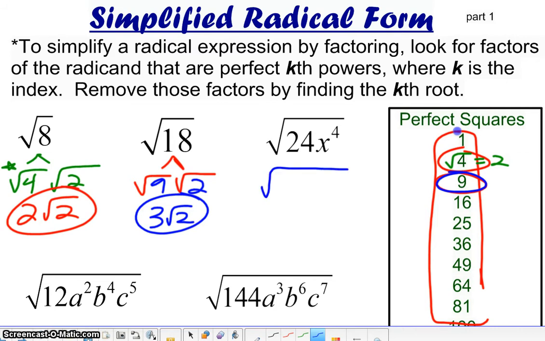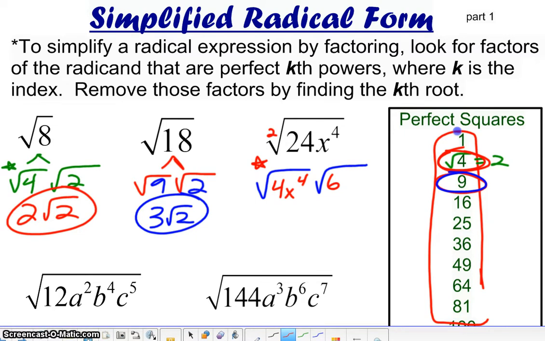Okay, the next one has a little twist just because it has an x to the 4th. Let's just look at splitting it up again into two parts. 24 has a factor of 4 that goes into it, so I'm going to use 4 and 6. Basically I just ignore the x's for just a moment. I also know that x to the 4th has an even exponent, so with the square root out here, it's all going to break down.